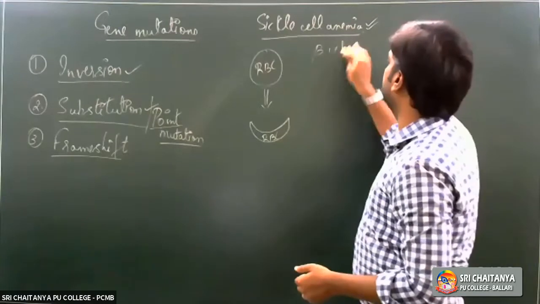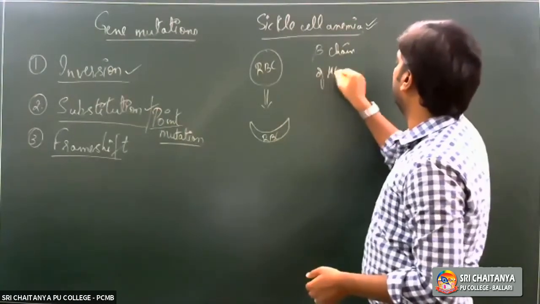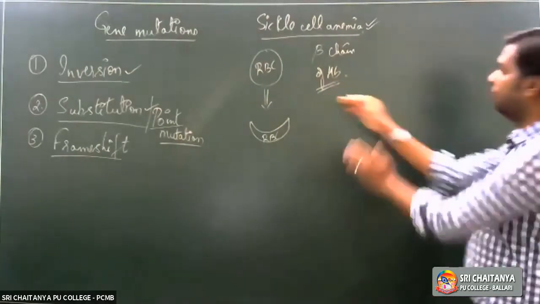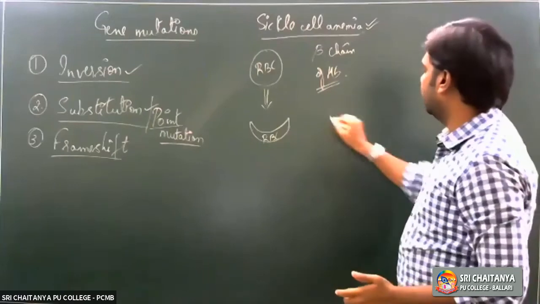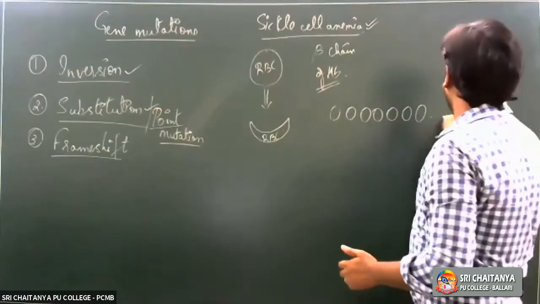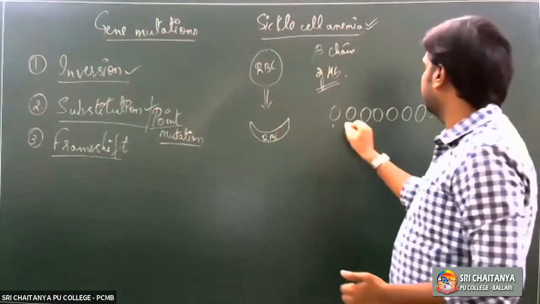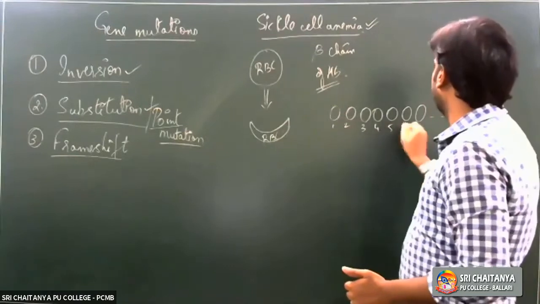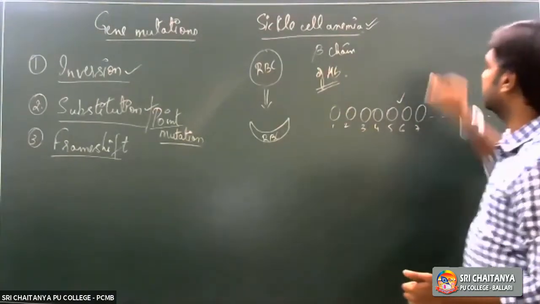Just imagine that this is the beta chain of the hemoglobin. There are a lot of amino acids which constitute the beta chain. Here there is one amino acid, 1, 2, 3, 4, 5, 6, 7, and it goes on like this to form a long chain of peptide. So this would be 1, 2, 3, 4, 5, 6, 7, and it goes on like that. We are actually interested in the 6th amino acid.